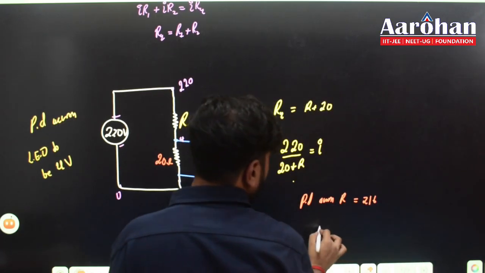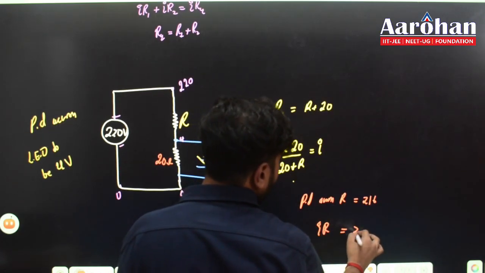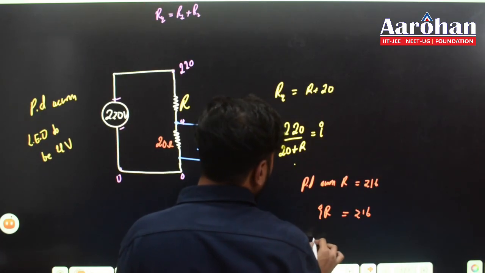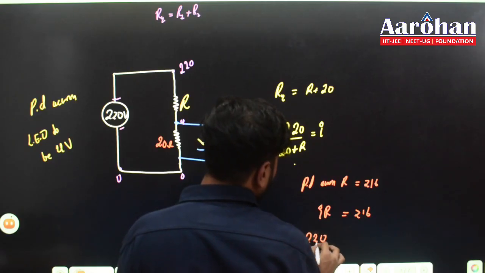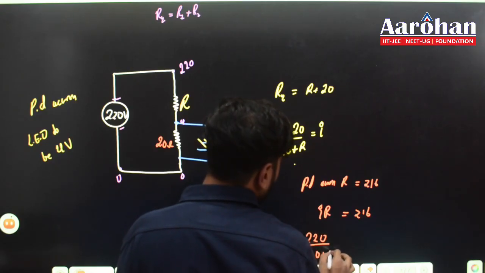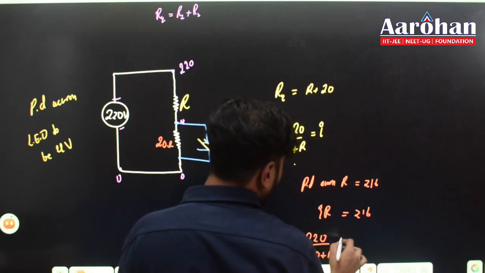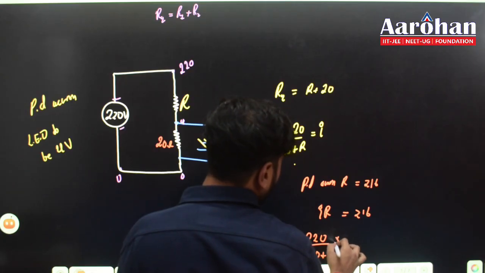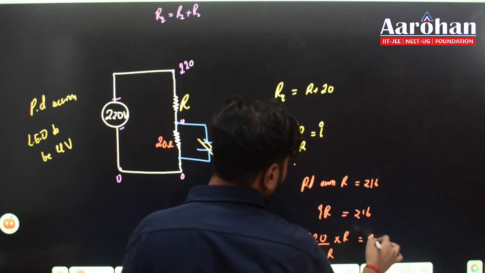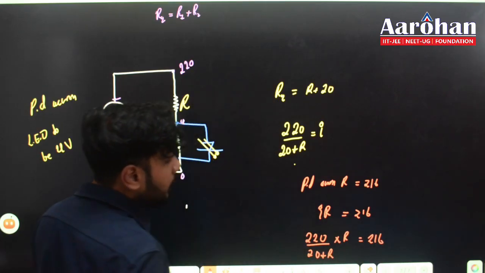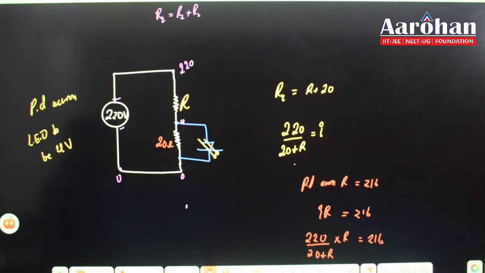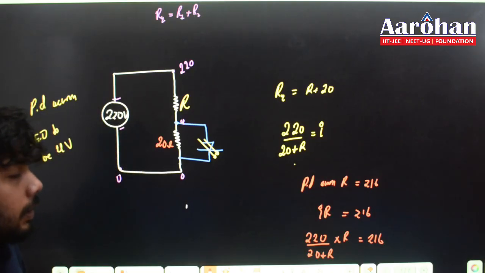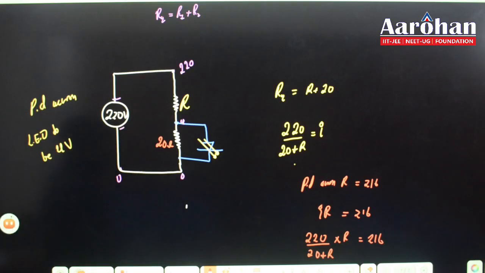216. Now I can simply do what? I times R equals 216. I is 220 divided by 20 plus R, right? And times R, this equals 216. Now this equation has only one variable, and you can do the simplification, cross multiplication, and you can get the value of R.